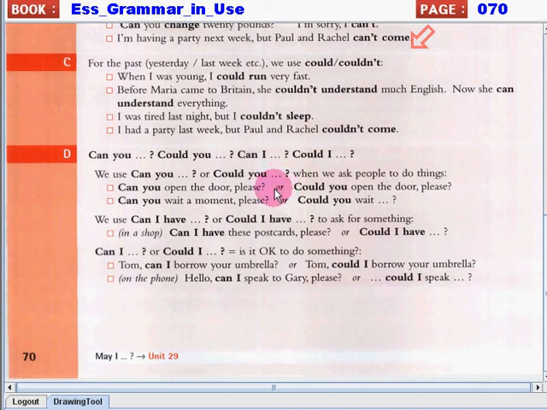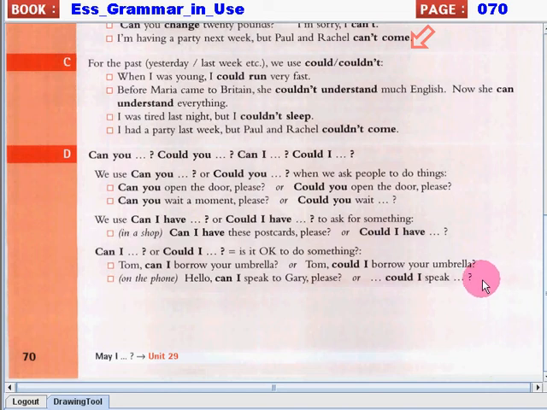Okay? Next, we use can I have or could I have to ask for something. In a shop, for example, can I have these postcards, please? Or, could I have these postcards, please? Okay, just like here, it's about asking for something. And the last one, can I or could I? That means, is it okay to do something? So here, you're asking for permission to do something.